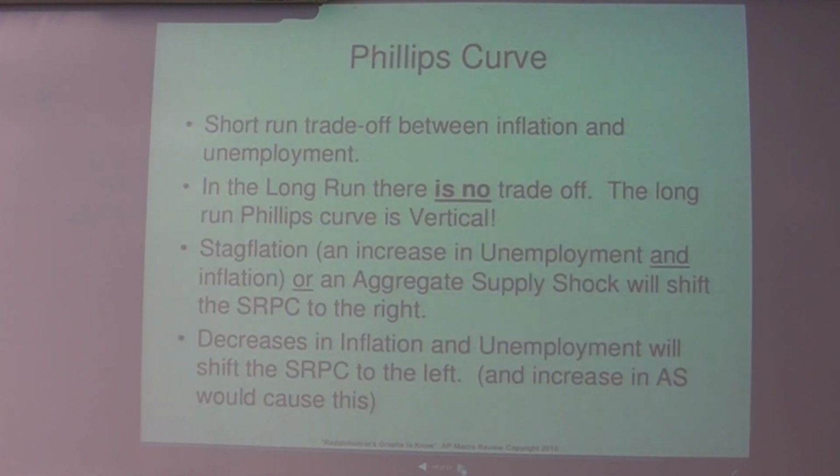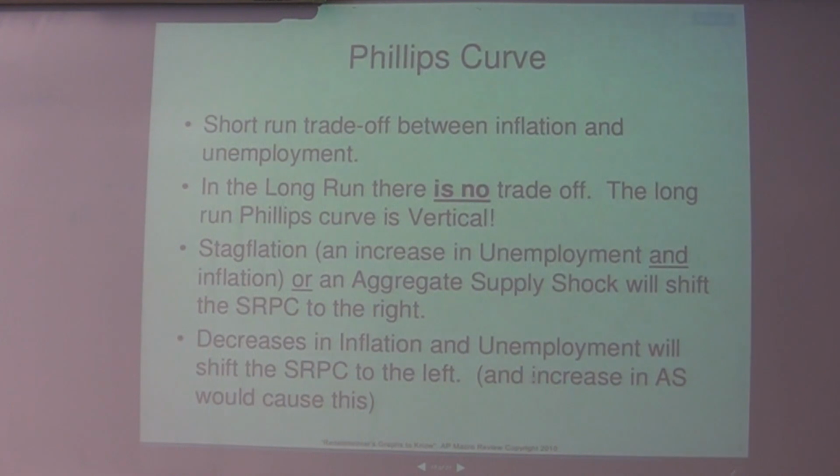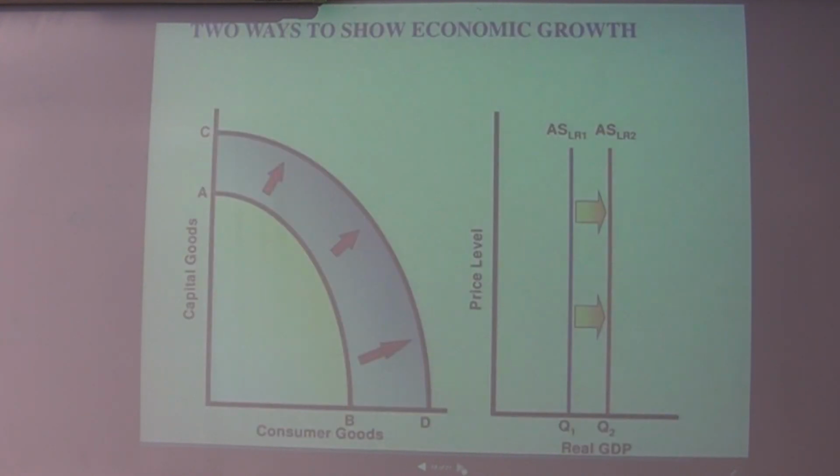Again, Phillips curve, there's some things there that you can read. In the short run, there's a trade-off between the two, inflation and unemployment. In the long run, no. Stagflation is an increase in unemployment and inflation. That's a problem in a society. And if we saw decreases in inflation and unemployment, that would shift the short run Phillips curve to the left. An increase in aggregate supply would cause that.